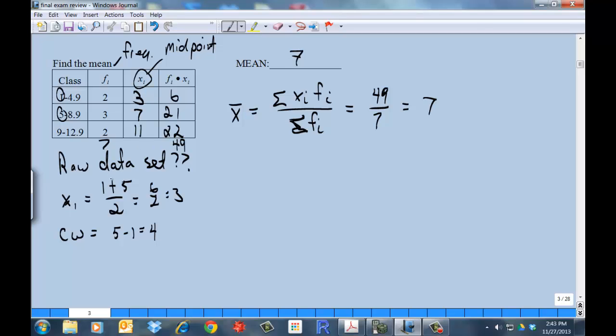Now, the raw data set, remember we didn't know that in the beginning, but now we can actually produce the raw data set. So we've got 2 3s, we've got 3 7s, and we've got 2 11s. And if we were to add all these numbers up and then divide by 7, 1, 2, 3, 4, 5, 6, 7, we would actually get 49, the total, over 7, which is kind of where the formula comes from. Instead of repeated addition, we do multiplication.